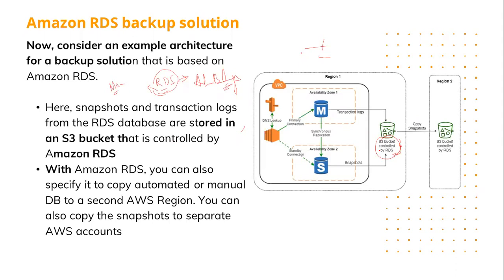Okay. And the snapshots will be taken from the secondary if you enable the multi-AZ, because taking a snapshot might impact the performance. So it will just take the transaction logs from the primary. And we can go for snapshots from the secondary.